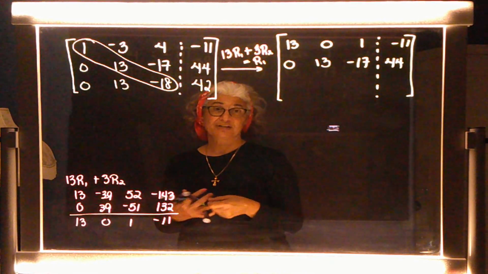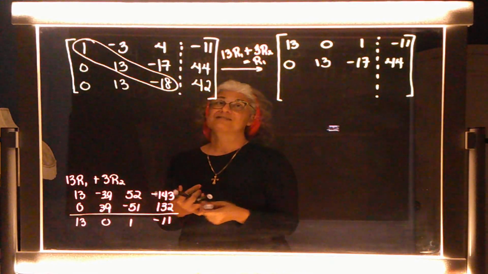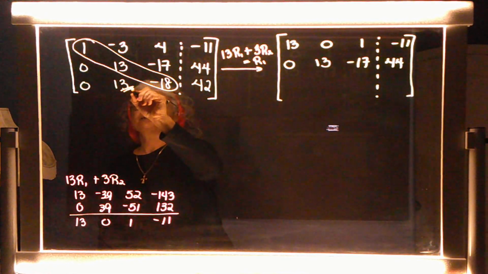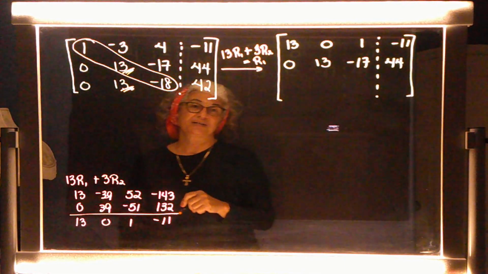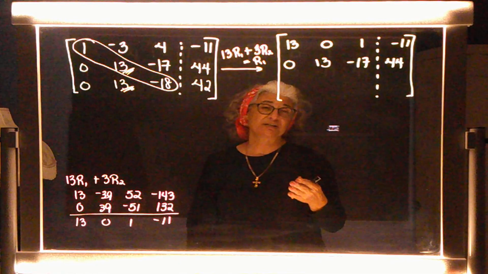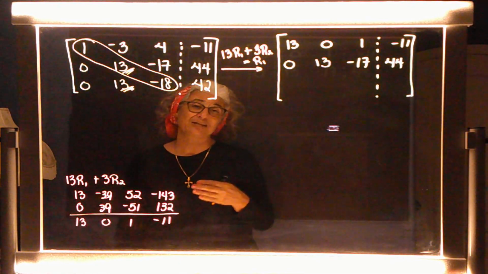Third row, am I trying to get a 0 in the third row? I certainly am. So I'm getting rid of this 13 using that 13 on the main diagonal. Yeah, one of them needs to get multiplied by a negative 1, and it really doesn't matter which one you do, you'll get the same answer.